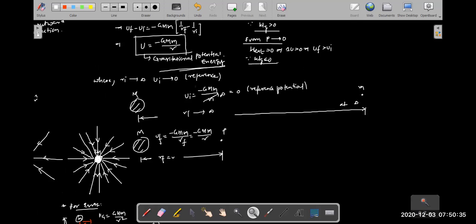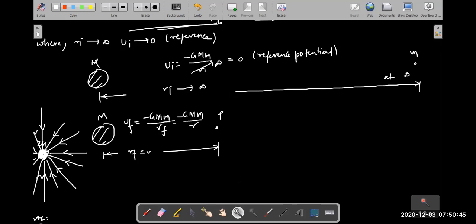If there are two masses, capital M and small m, and the separation between them is r, then the potential energy for a separation r is how much? Minus G capital M small m by r.